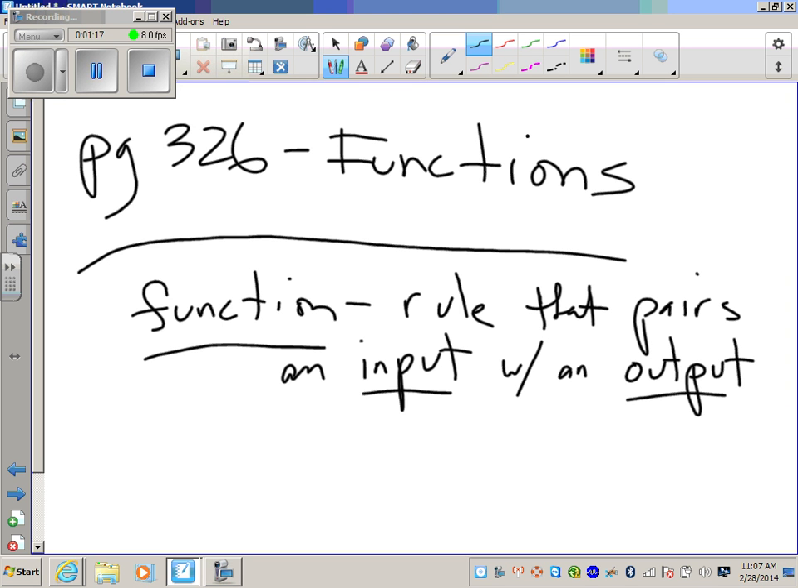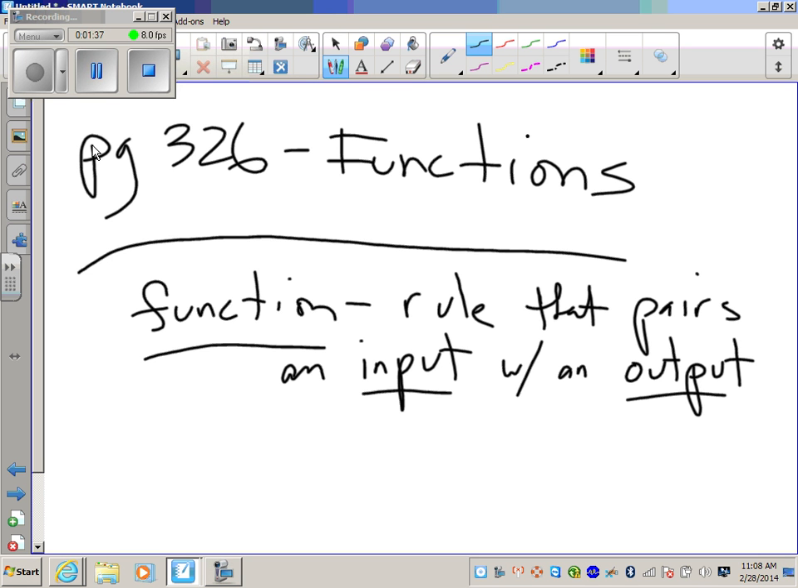Now what the rule actually ends up being is kind of like the problem. Kind of like, you know, you're multiplying by 2, you're going to add 6, you're going to divide by 7. Whatever the case may be, the function is the rule that has both of these inputs and output.